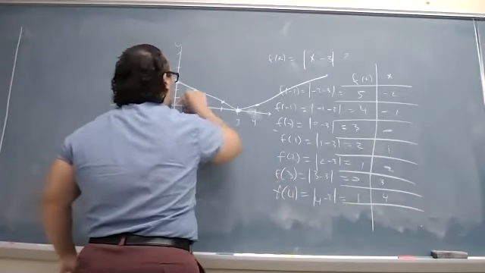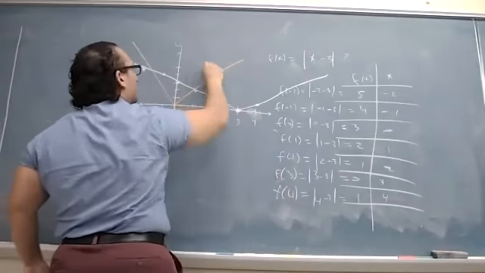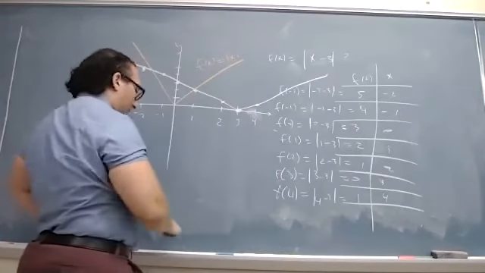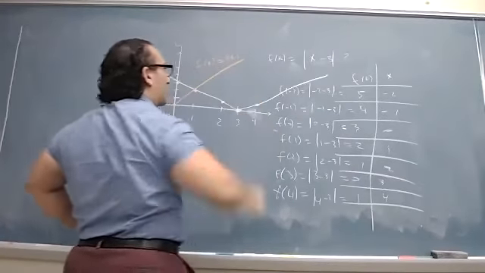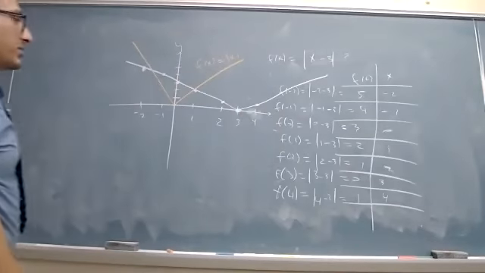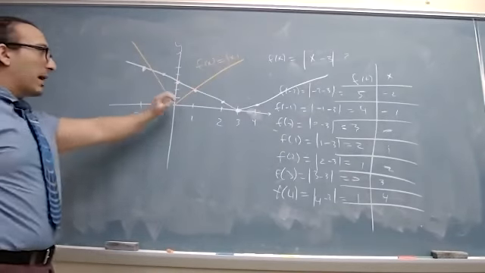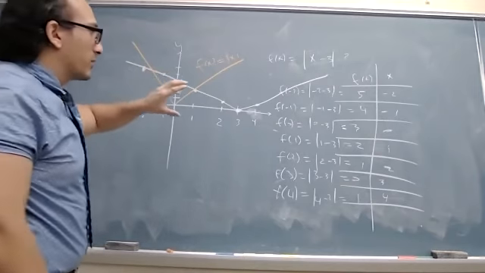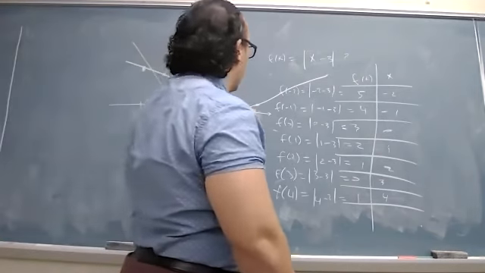Recall, the absolute value of just x looked like this. f of x is equal to the absolute value of x looked like this. But this guy, f of x is equal to the absolute value of x minus 3. It's as if the minus 3 picked up the absolute value of x, moved it over to the right, 1, 2, 3, and put it down.